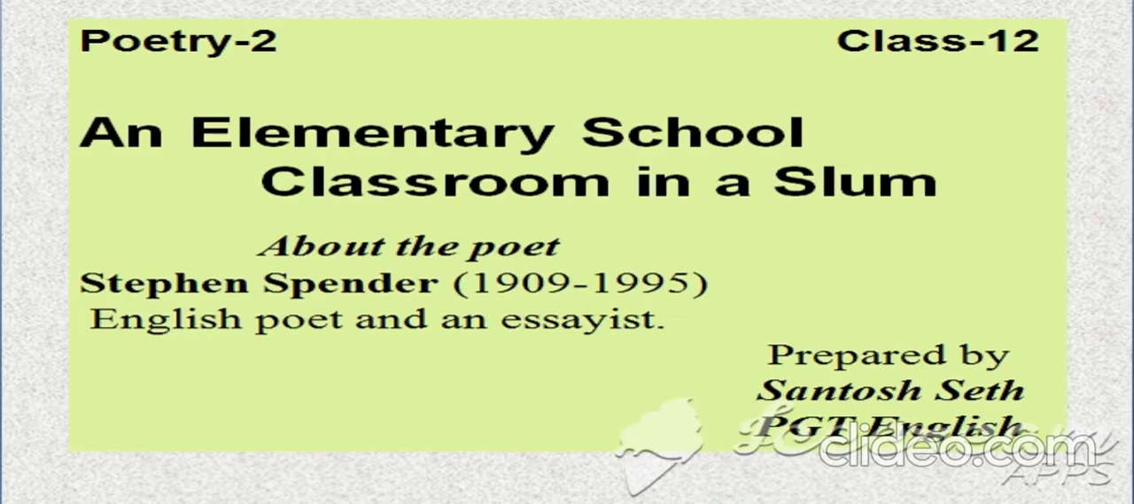Dear students, today we are going to do poetry number 2 for class 12th, Flamingo. Name of the poem is An Elementary School Classroom in a Slum. First of all, we will discuss about the poet. The name of the poet is Stephen Spender, 1909 to 1995. He was an English poet and an essayist.